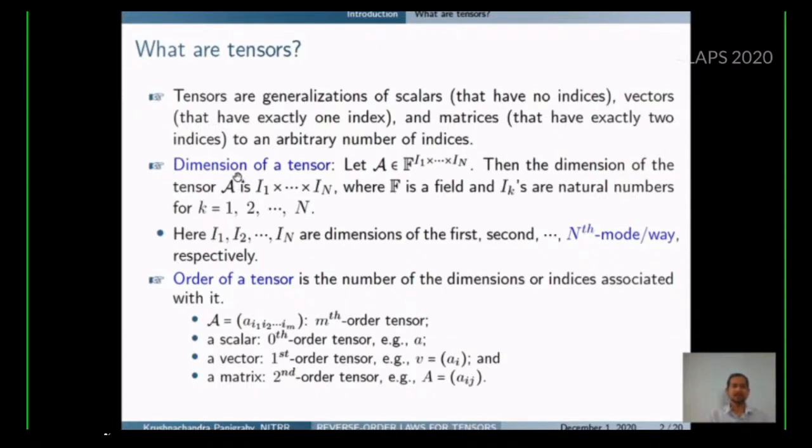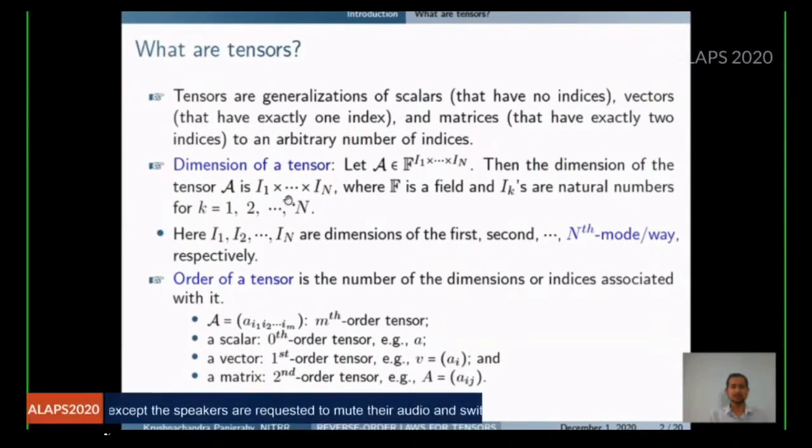And then what is the dimension of a tensor? If a tensor A belongs to the space F^(I1 cross I2 cross ... cross In), in that case we call the dimension of the tensor A as I1 cross I2 cross ... cross In. Individually, I1 is called the dimension of the first way, I2 is called the dimension of the second way, like that In is called the dimension of the nth way. Also we call it the dimension of its nth mode. It's I1, I2, I3. In this way it is defined.